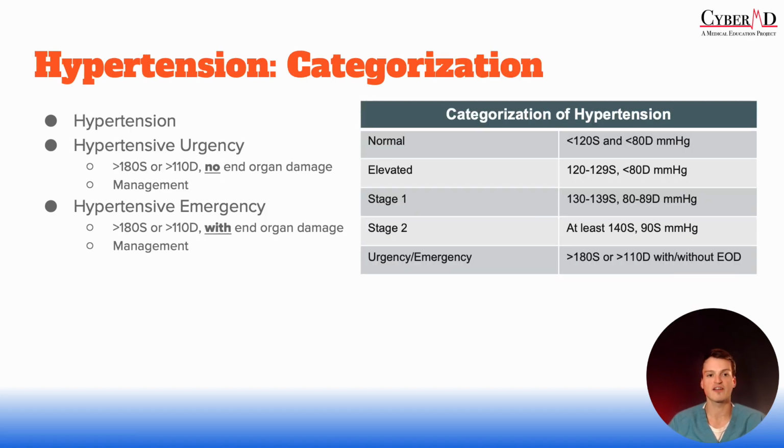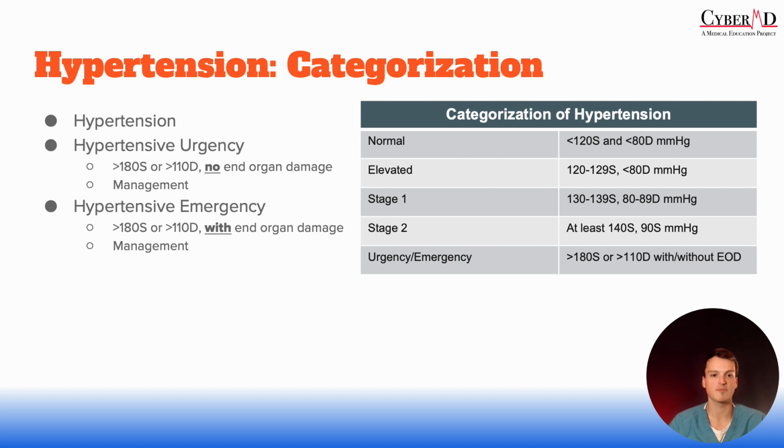Next, let's focus on the categories of hypertension. So we have normal, which is going to be less than 120 systolic and less than 80 diastolic. We're going to have elevated, where the systolic rises to 120 to 129 systolic. And then we're going to have stage 1, where the systolic continues to rise, this time from 130 to 139. And then the diastolic also rises here, and it's between 80 and 89 diastolic. Then we have stage 2, where both continue to rise and you have at least 140 systolic and at least 90 diastolic. And then we get into this row that says urgency and emergency.